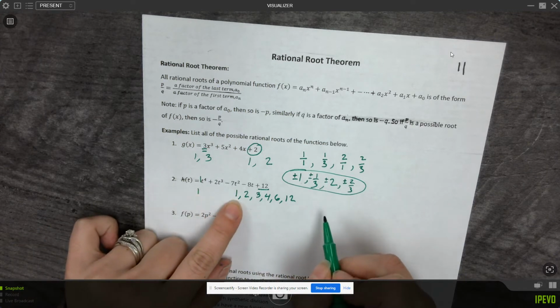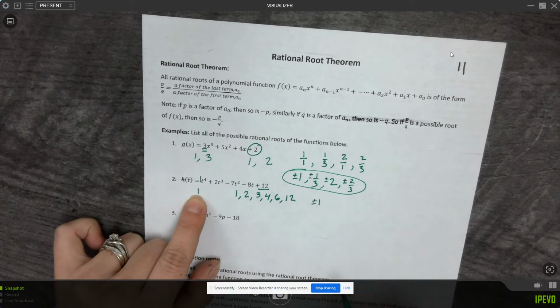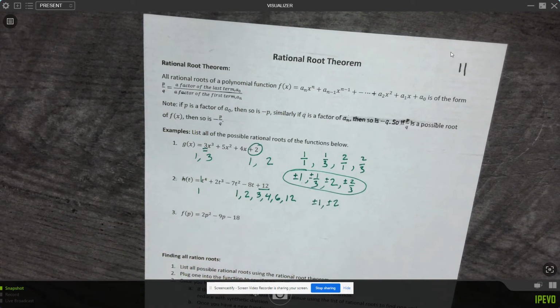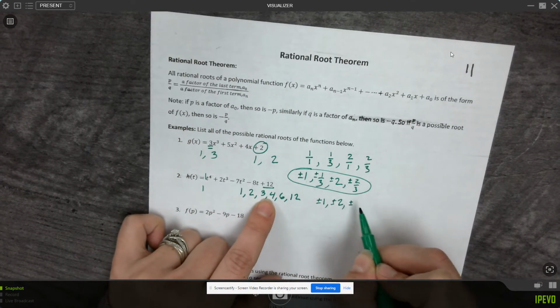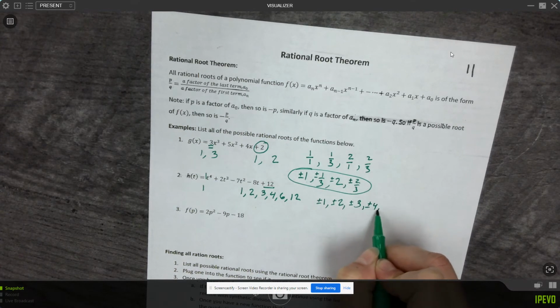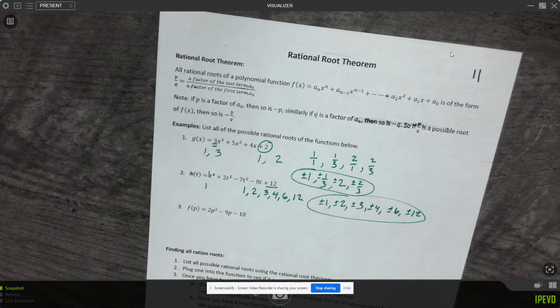So this is really easy. 1 divided by 1 is 1, plus or minus. 2 divided by 1 is 2, with a plus or minus sign. 3 divided by 1 is 3. I think you see where I'm going with this. Plus or minus 4, plus or minus 6, plus or minus 12. That one was pretty easy because your leading coefficient is 1. Once again, these are not all of the rational roots. These are the possible rational roots. Some of them are roots of the first function and some of them are not.